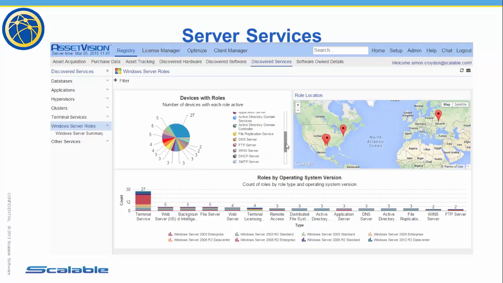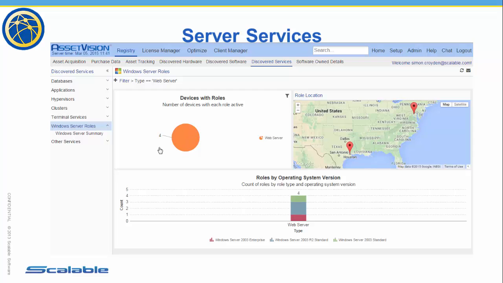Here we can see a standard services dashboard. The detected services are laid out clearly, and if I have a particular interest in, for example, web server services, I can identify and click through to see the OS distribution and even geographical location of these services in my organization.